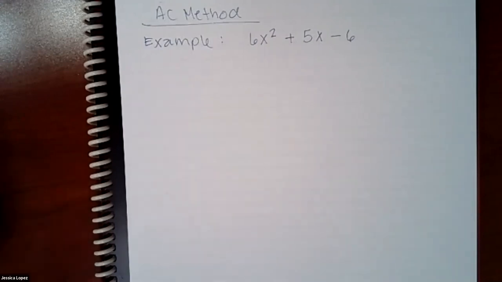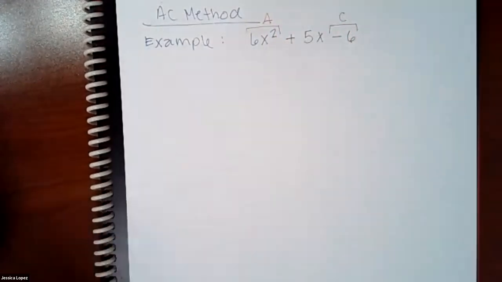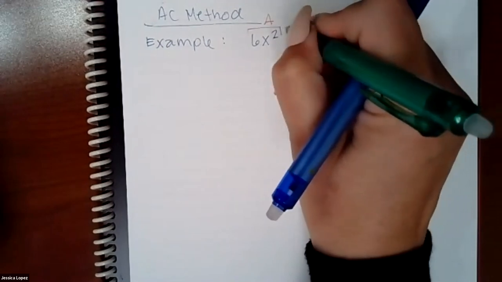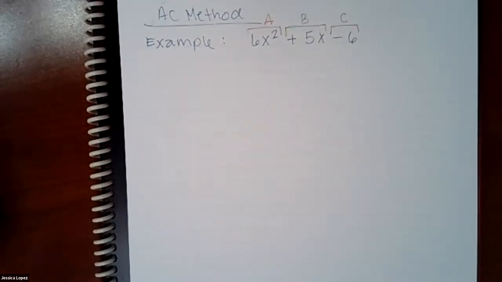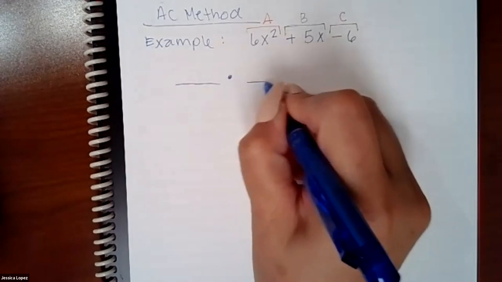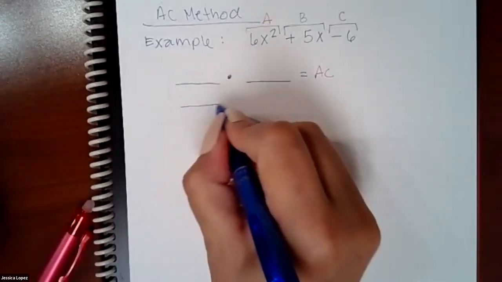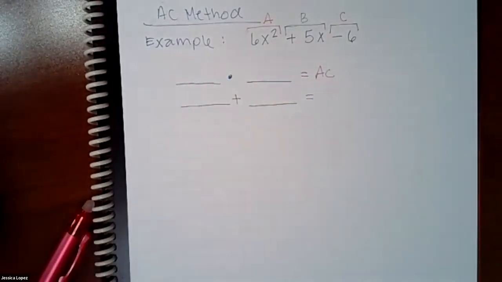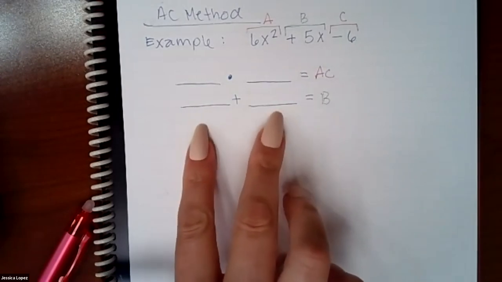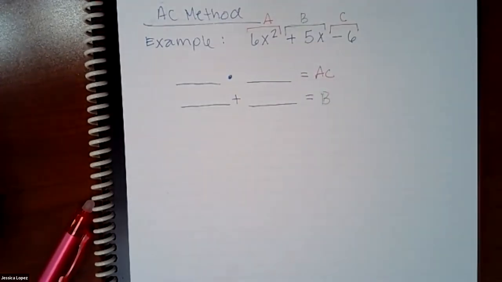So here's the big thing. You have to recognize that this first term is your A. This last term is your C, and the term in the middle is your B, okay? The whole thing is your B. So everything is spoken for, signs and all. What you wanna do is find something that multiplies to give you this AC multiplied together, but at the same time adds to give you that middle guy, B. That's the game plan. Once you figure out what these two things are, that's how you break up the middle guy. And then you have four terms now, and then you just do the grouping, okay?